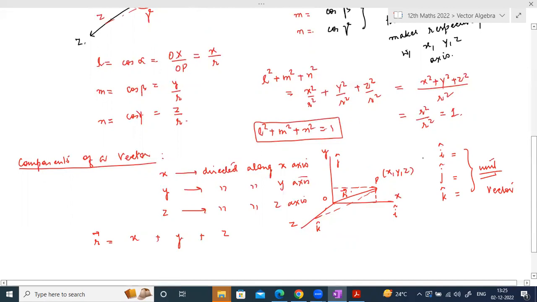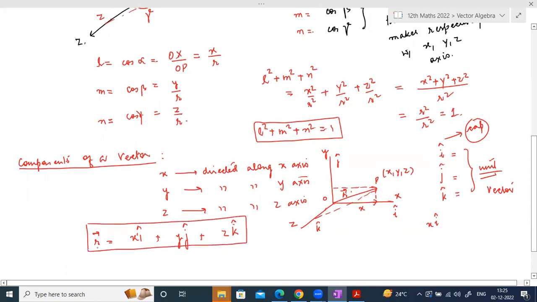Now a unit vector has magnitude 1, and if I multiply that by a scalar x, I will get x i vector or x i cap. This is known as a cap. So x i cap is the x component of this vector. Similarly, y into j cap is the y component of this vector, and z into k cap is the z component of this vector. And when you add them, you will get the r vector.